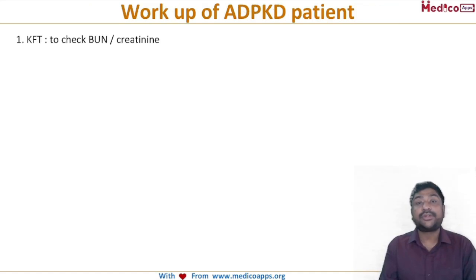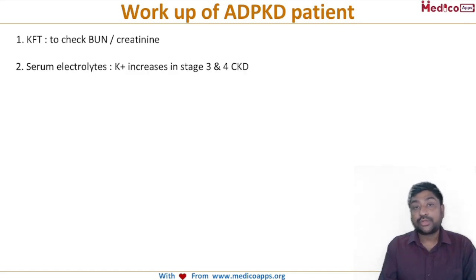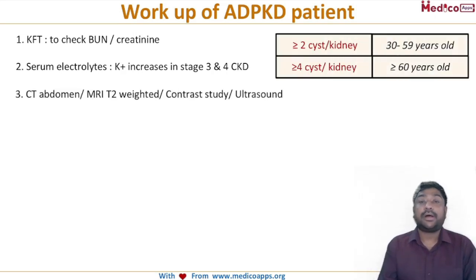We will first do a KFT to check the renal function. We'll do a urea, we'll do a creatinine, the ratio. We can also do serum electrolytes, because potassium will keep increasing in stage 3 and stage 4 CKD. We can do a CT abdomen or an MRI abdomen, even an ultrasound to pick up these cysts.